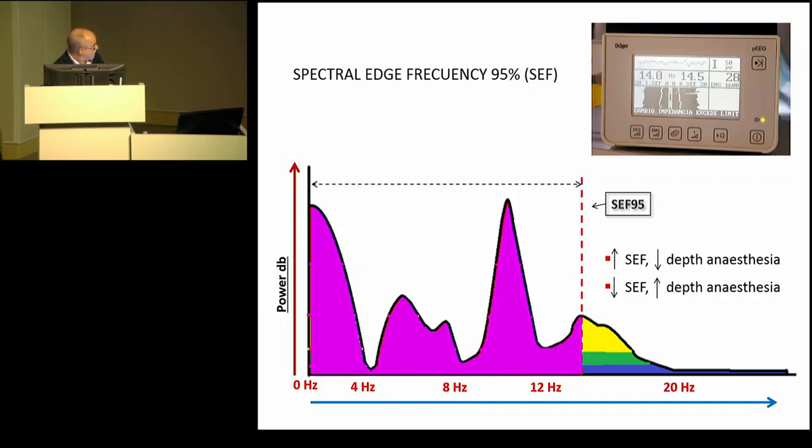If we analyze the whole spectrum, we are able to check in which part most of the energy is put. So we put a line where 95% of the energy is gone, and this is what we'll call the spectral edge frequency 95. This was in fact a method used in the old devices, last century already, in the old devices monitoring the EEG. We were looking at this SEF here to check the depth of anesthesia in those patients.